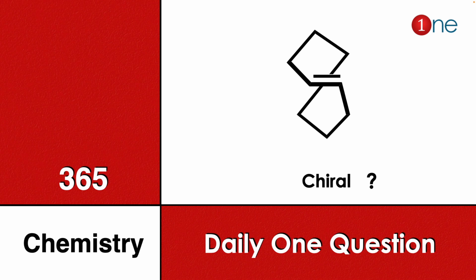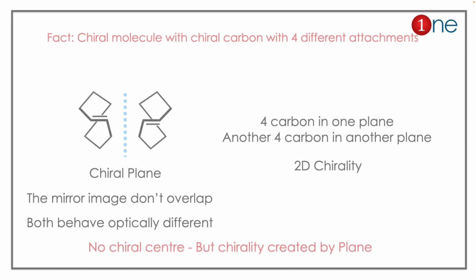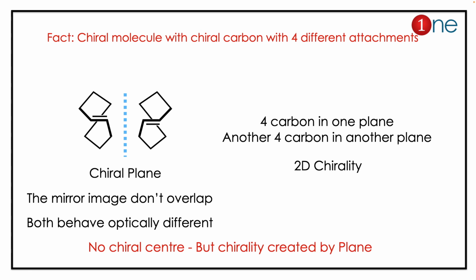Here trans-cyclooctene is given. You have to find whether the trans-cyclooctene is chiral or not. The normal textbook fact is that a chiral molecule has a chiral carbon, which has 4 different attachments.